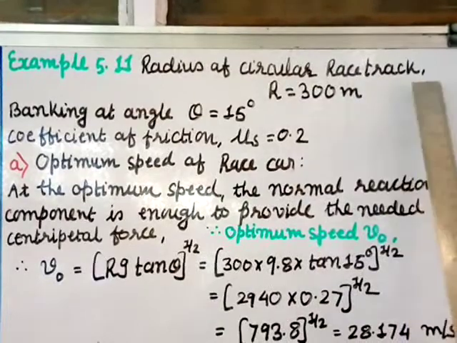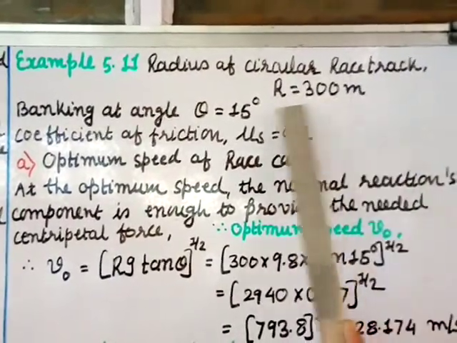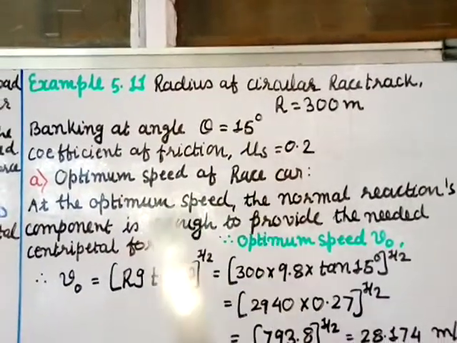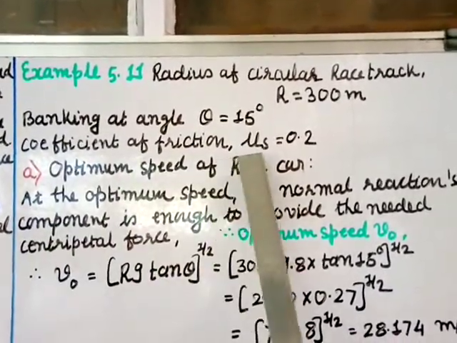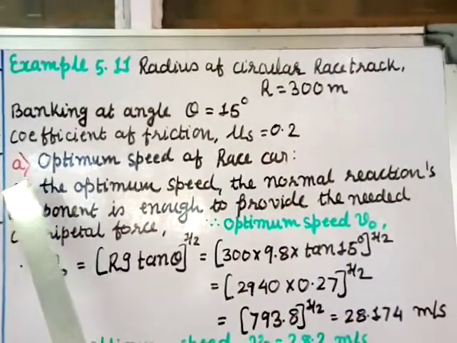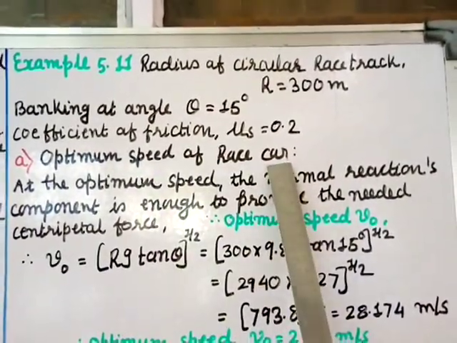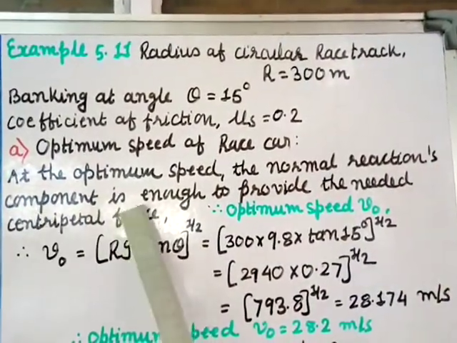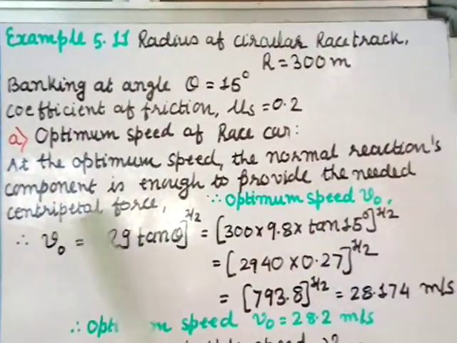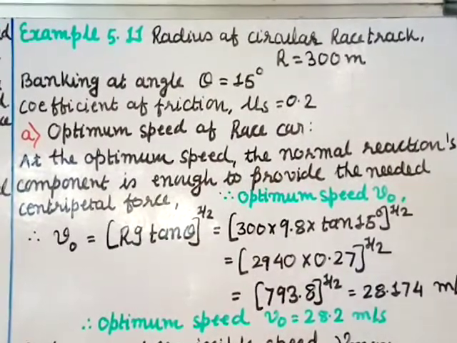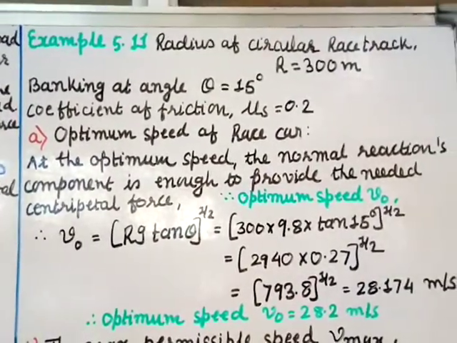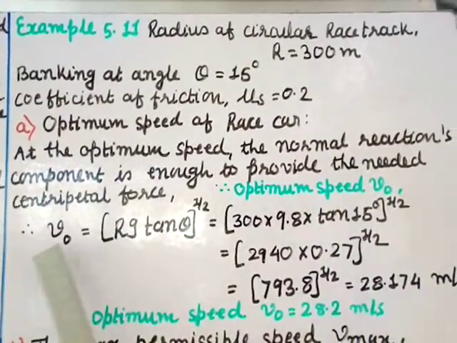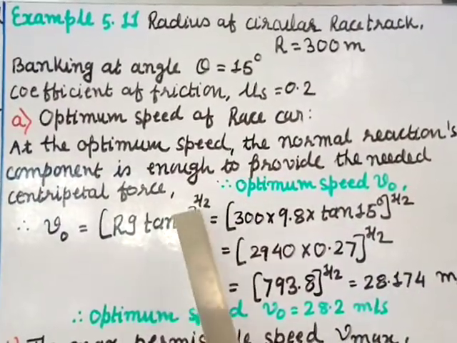Radius of the circular racetrack is given to you as 300 meter, call it R. Banking of the road at angle theta is given as 15 degree. Coefficient of friction mu s equal to 0.2. Now part A is the optimum speed of the race car. At the optimal speed, the normal reaction's component is enough to provide the needed centripetal force. So for this optimal speed, we require only the normal reaction's component. Therefore optimal speed V0 is given as (Rg tan theta) power 1 by 2.